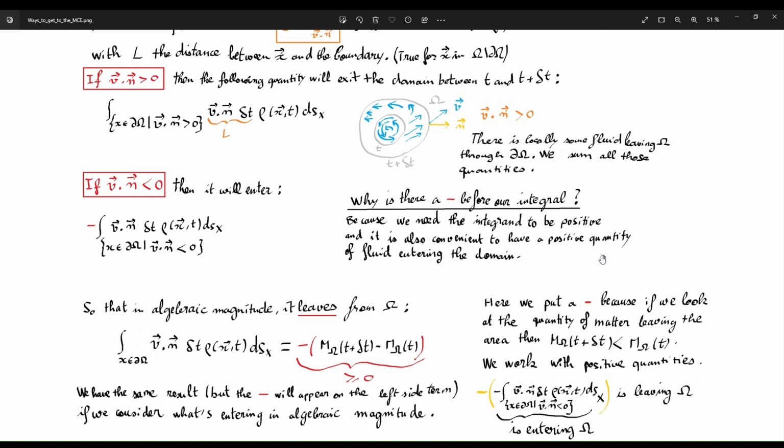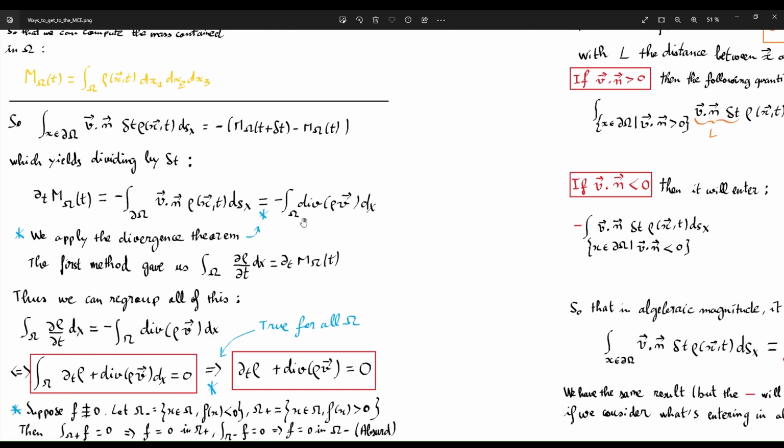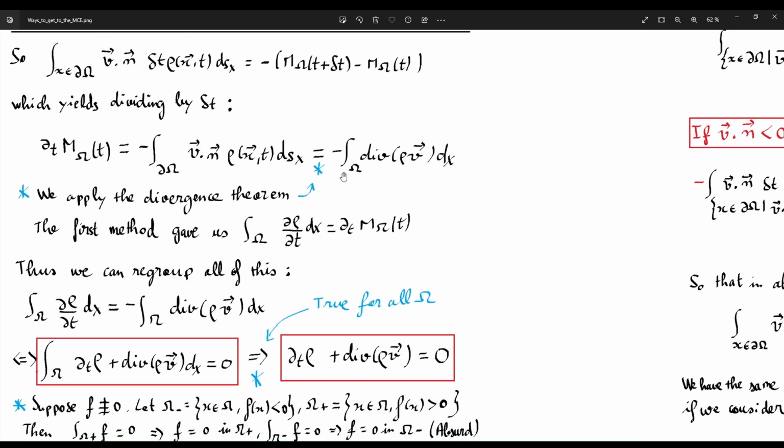Besides, we have the same result, but the minus will appear on the left side term, before the integral, if we consider what's entering in algebraic magnitude. So, we then divide by delta t, which gives that the derivative of m omega is equal to minus our integral, equal to minus the integral of the divergence of rho v on omega. For the second equality, we just applied the divergence theorem.